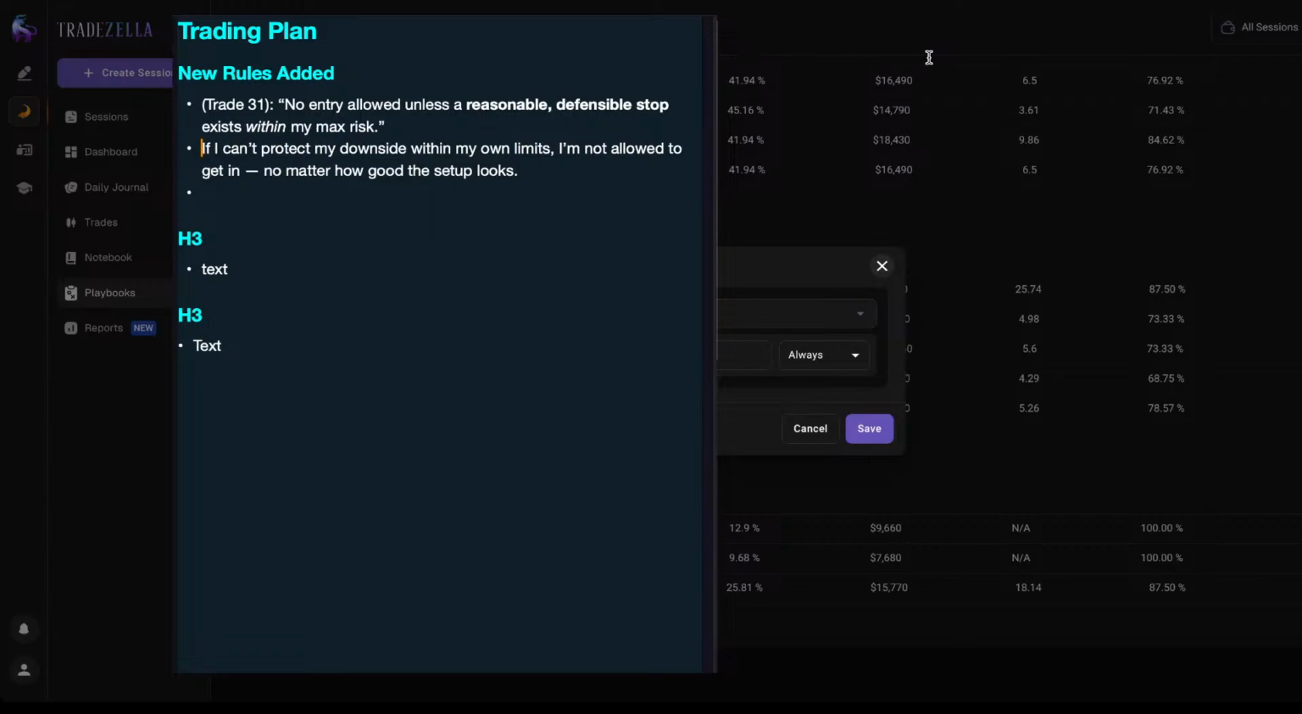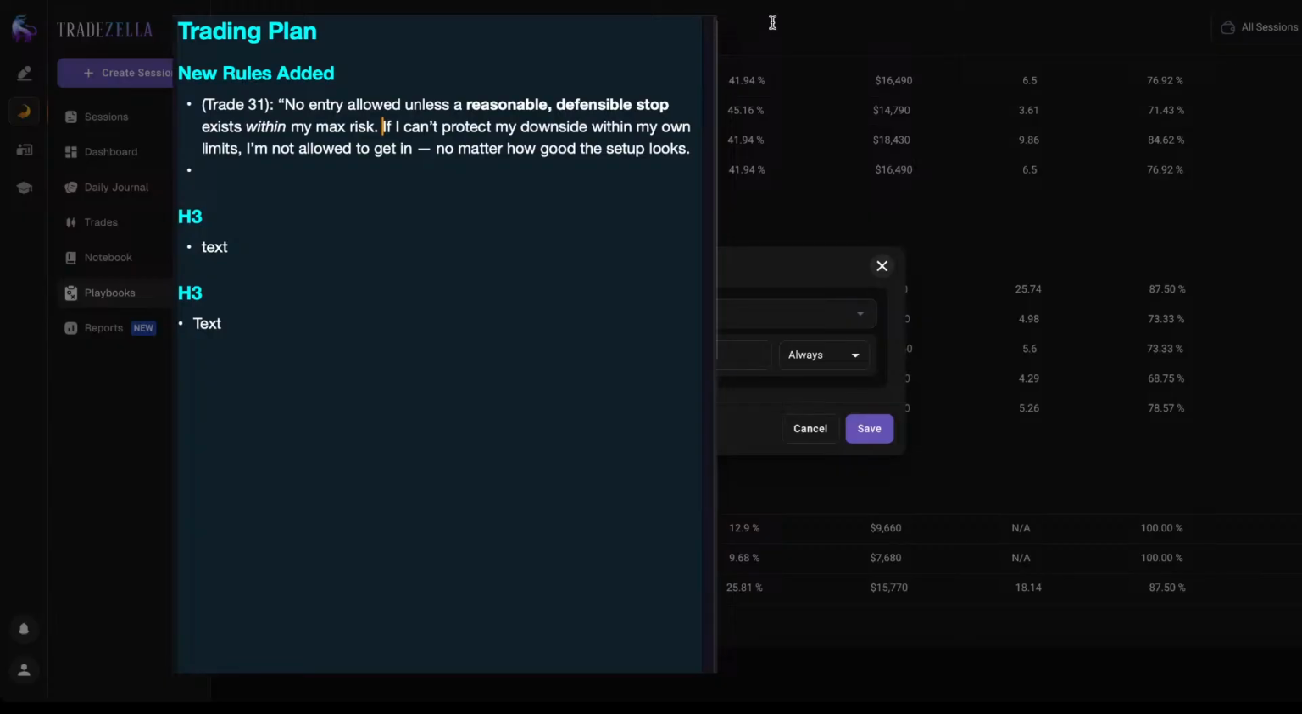Can't protect my downside. I'm not allowed to get in, no matter how good this. Exactly. All right. Okay. I don't want that italicized. None of this matters, but we're going to pretend it does. There we go. So we learned at Trade 31, we got ourselves a new rule.